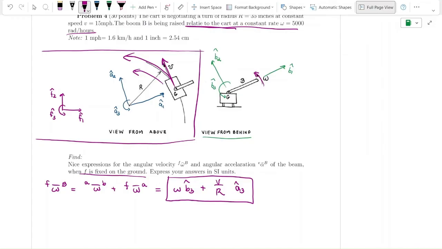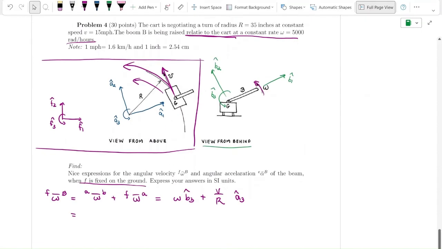Okay, and then now we want to find the angular acceleration. Oh wait, we should put in numbers. I forgot this one has numbers. Okay, so how do we do this? Sorry, I kind of don't know how to work with numbers anymore. Okay, so omega is equal to 5,000 radians per hour, B3 hat, plus V over R. So V is 15 miles per hour, and then R is 35 inches. Oh, this is going to suck. Okay. A3 hat.